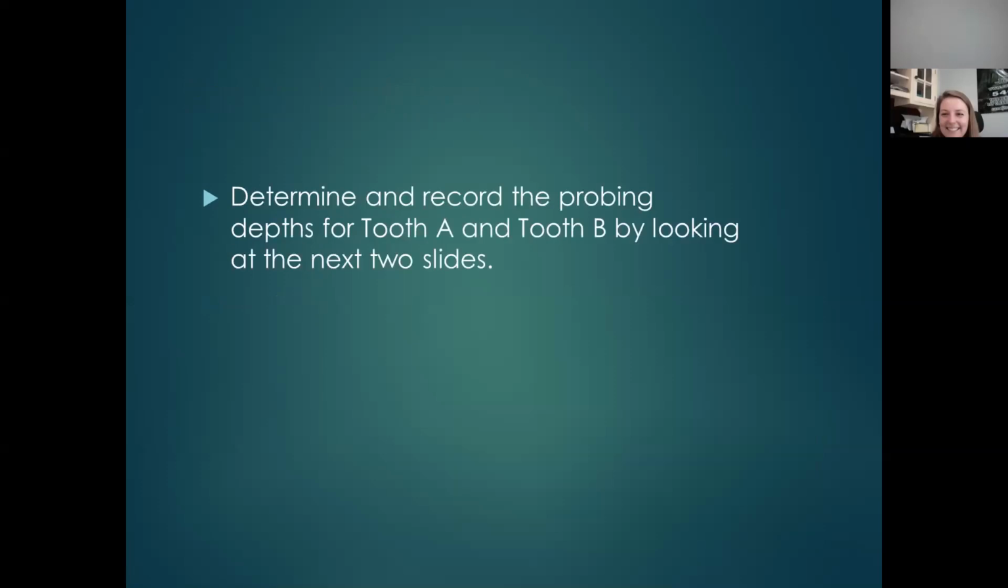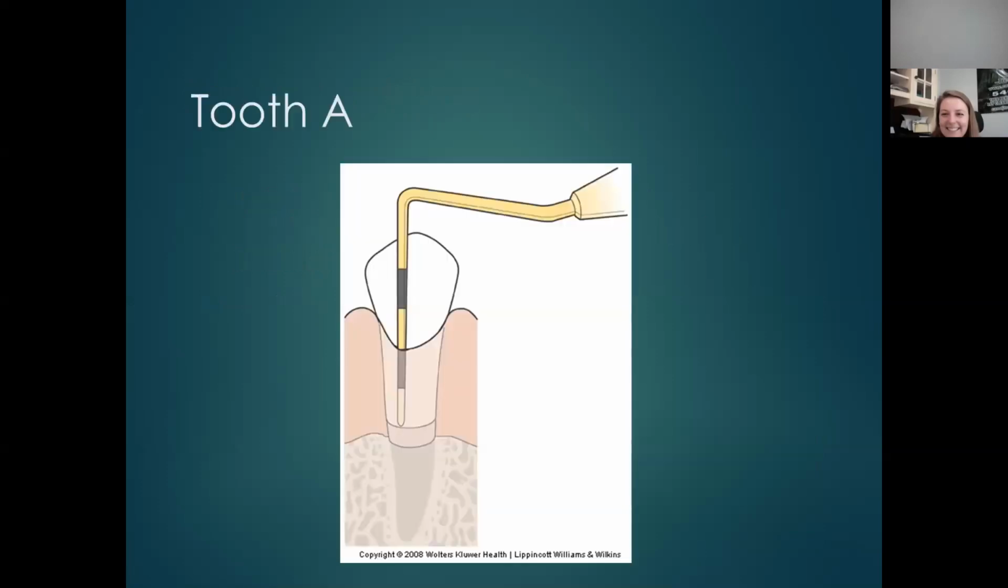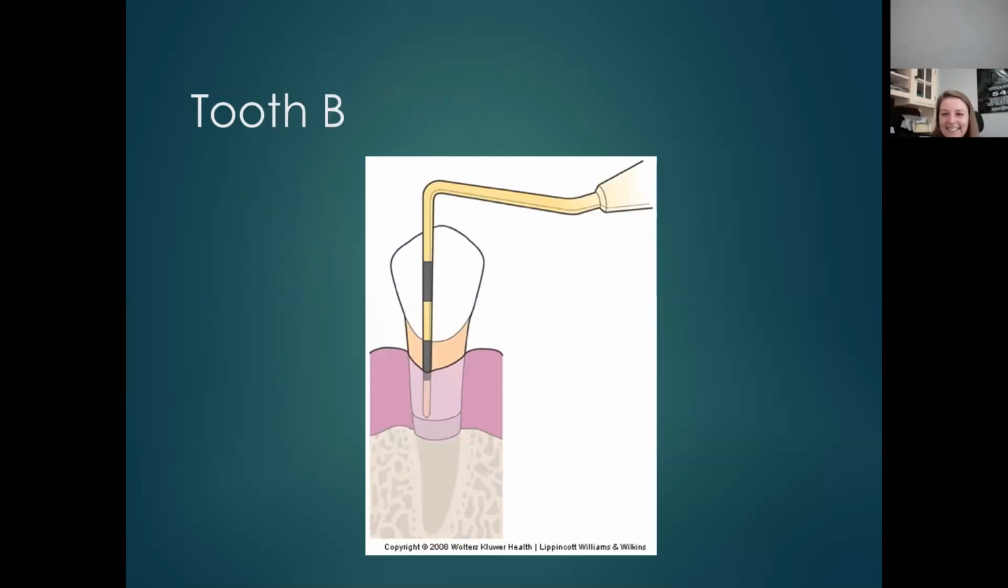So we want to determine and record the probing depths. We're looking at those two slides. The probing depth here is 6 millimeters. The probing depth here is what? That would be 4 millimeters because it's above the 3. You could round up to 5, but it's really about a 4.